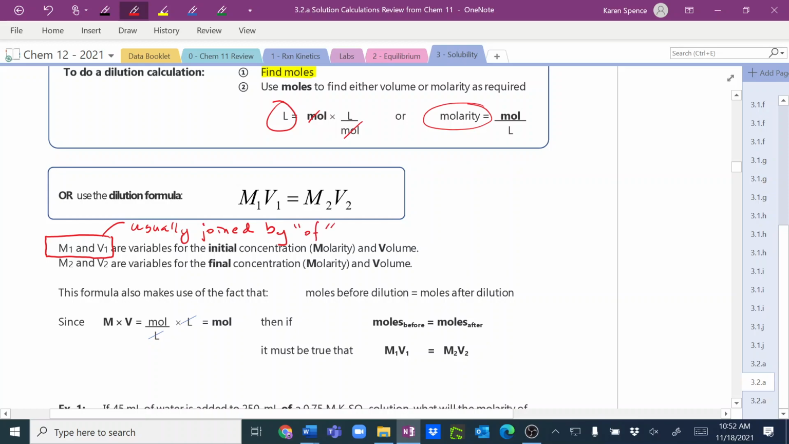And I know I wrote here that it is the initial concentration, but it doesn't really matter. You could make M1 and V1 your final volume and concentration. M2 and V2 will also be joined by of, usually joined by of.